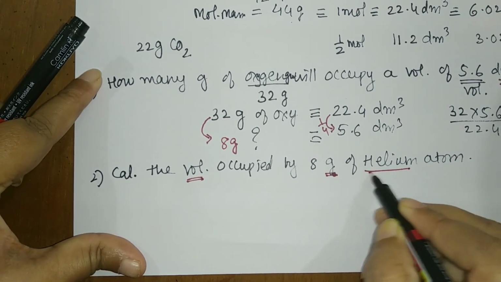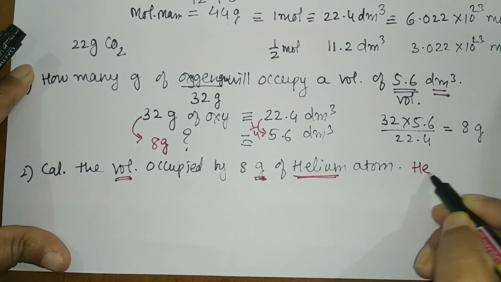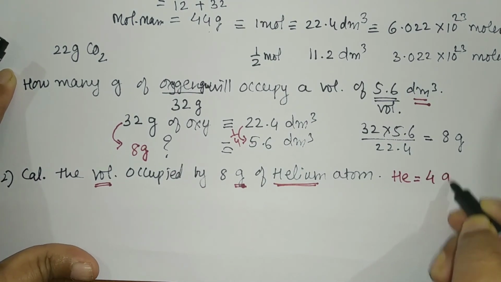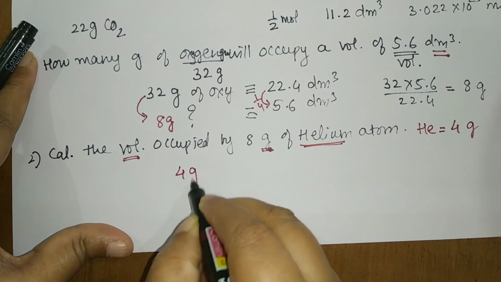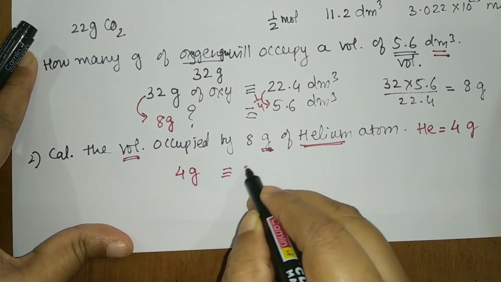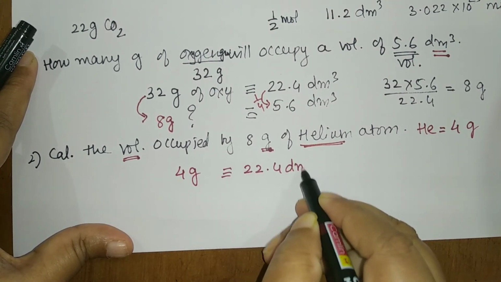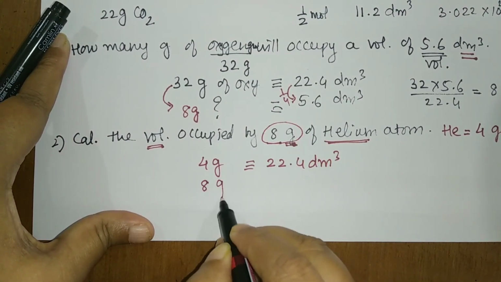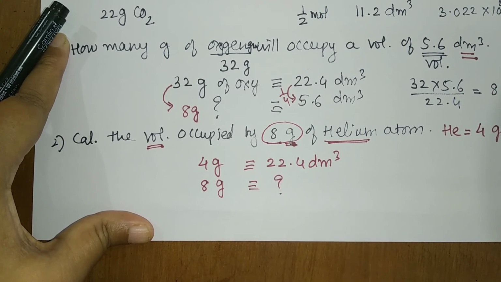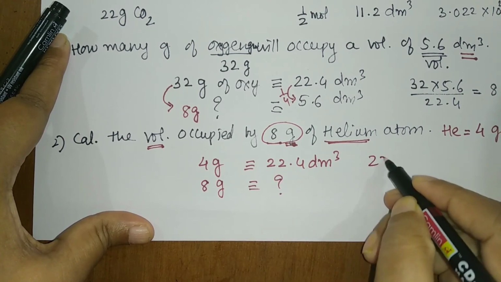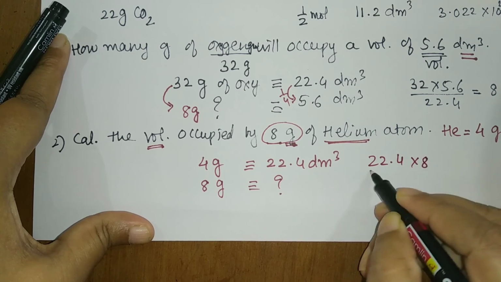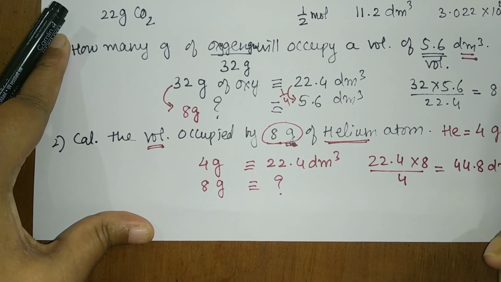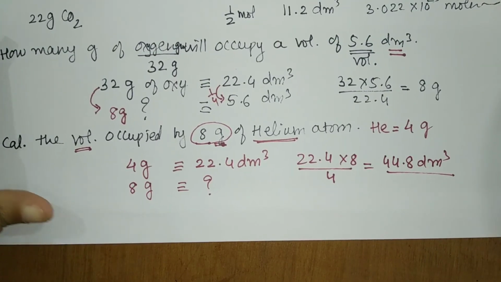For helium, if I see, this is an inert gas. So helium molar mass I cannot have. I will have its mass as 4 gram. So when I take 4 gram of helium, it must occupy a volume of 22.4 dm cube. How much mass they have given here is 8 gram. So this 8 gram will correspond to how much? Now if I go for the cross multiplication, 22.4 into 8 divided by 4, then this will give me 44.8 dm cube. So the volume occupied will be 44.8.